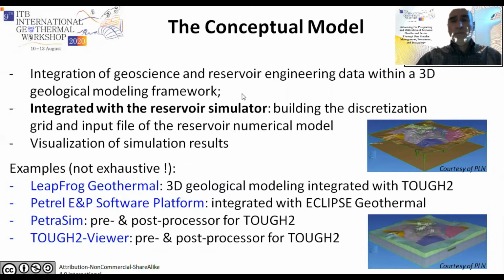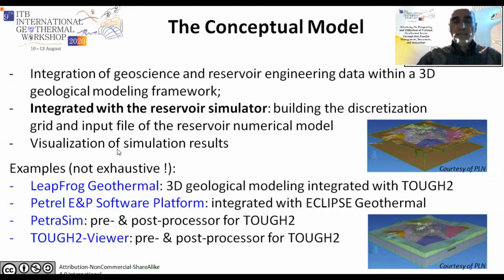What is the conceptual model? I mean, what do we have to use for the conceptual model? We want to use a 3D geological modeling framework. And this modeling framework should also be integrated with the reservoir simulator, because we want to build the discretization grid and the input files for the reservoir numerical model within the same modeling framework. And the conceptual model code shall also be able to visualize the simulation results.